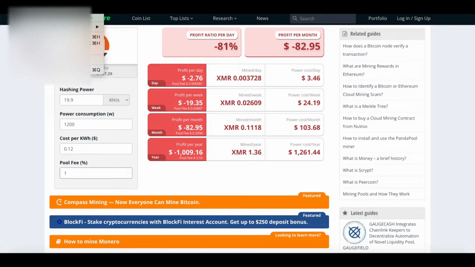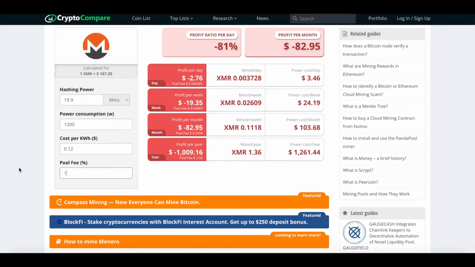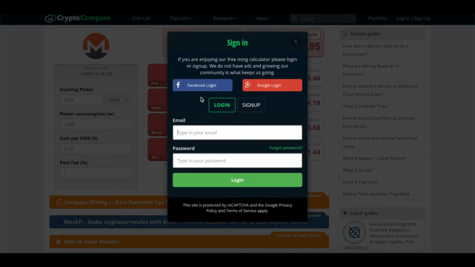For example, my computer has a 2.3 gigahertz quad core Intel Core i7, which through my testing gets around 1 to 1.5 kilohashes per second. It's not the most efficient machine, but I just like to put it to work anyways and make some passive income. This might be borderline profitable because it's on a laptop, and typically laptops use less electricity than your powerful desktops.